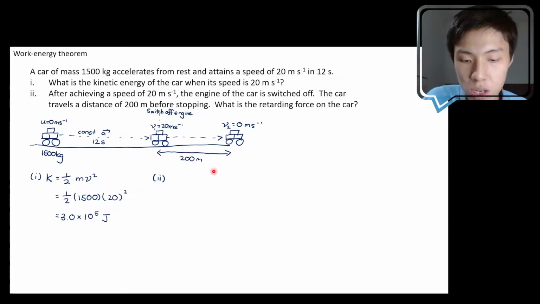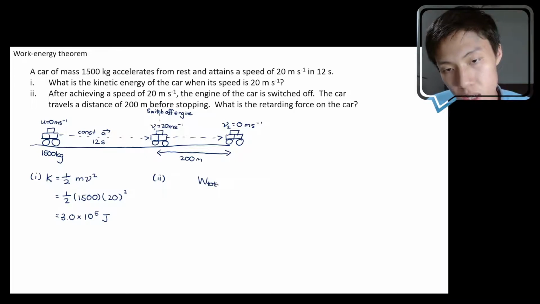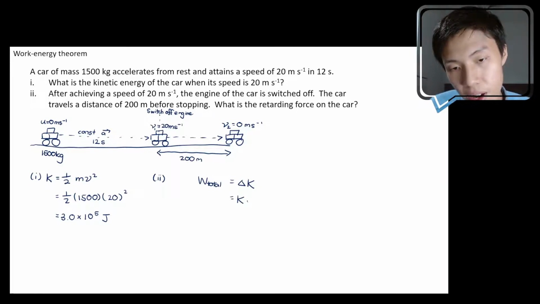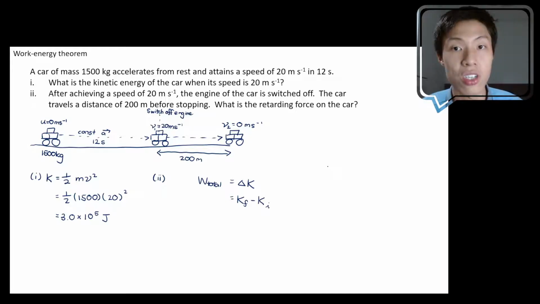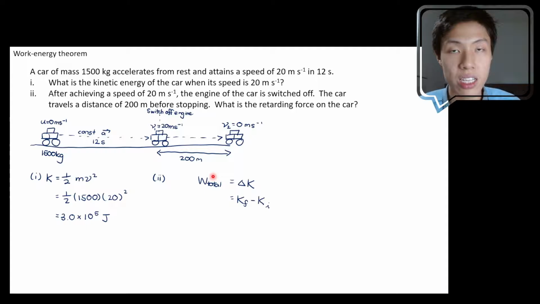Okay, so let's go through it step by step. You know that you need to use the work energy theorem. So work total is equal to change of kinetic energy. The delta here is just final minus initial. So this is final kinetic energy minus initial kinetic energy. But this part over here is slightly complicated. Total work done is the work done by all the forces acting on an object.